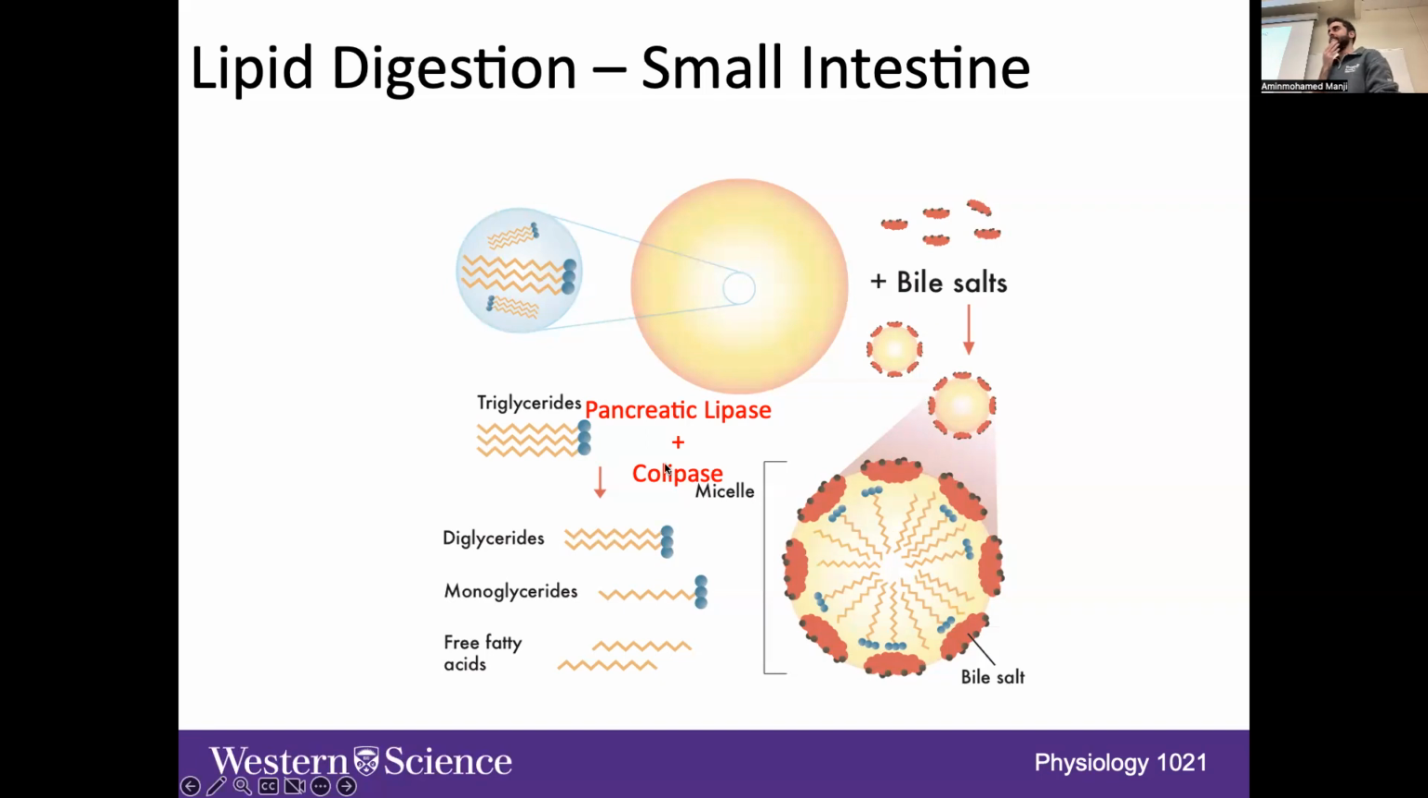Okay, and one other thing in the small intestine is that protein helper, colipase. All it does is physically push the bile salts apart and allow that lipase to access the lipid droplet to digest the triglycerides. That's the extent that you have to know about that.